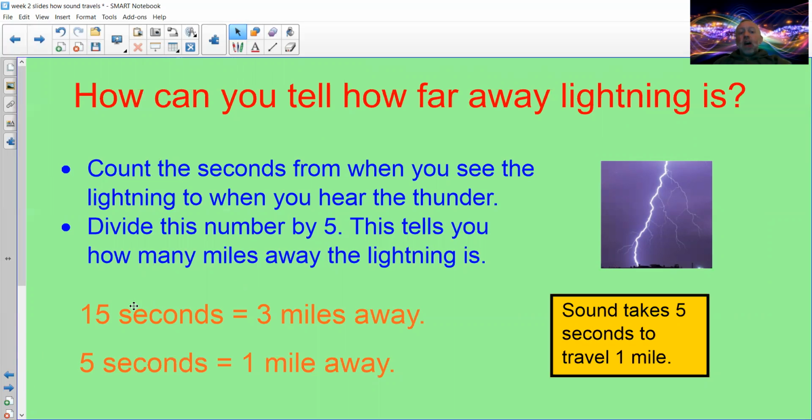So, for example, if you had to count 15 seconds, 15 divided by 5 will give you the answer of 3 miles away. If it took the thunder 5 seconds to arrive after the lightning, you divide that by 5, that would tell you it's 1 mile away. And that's because sound takes about 5 seconds to travel 1 mile. So it's a really useful thing for finding out how far away a lightning storm is.